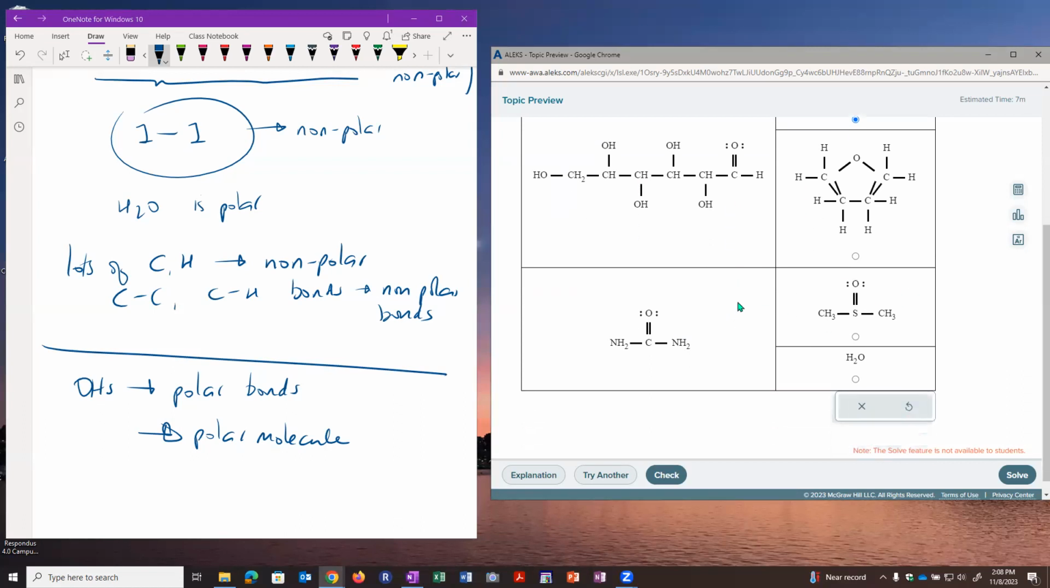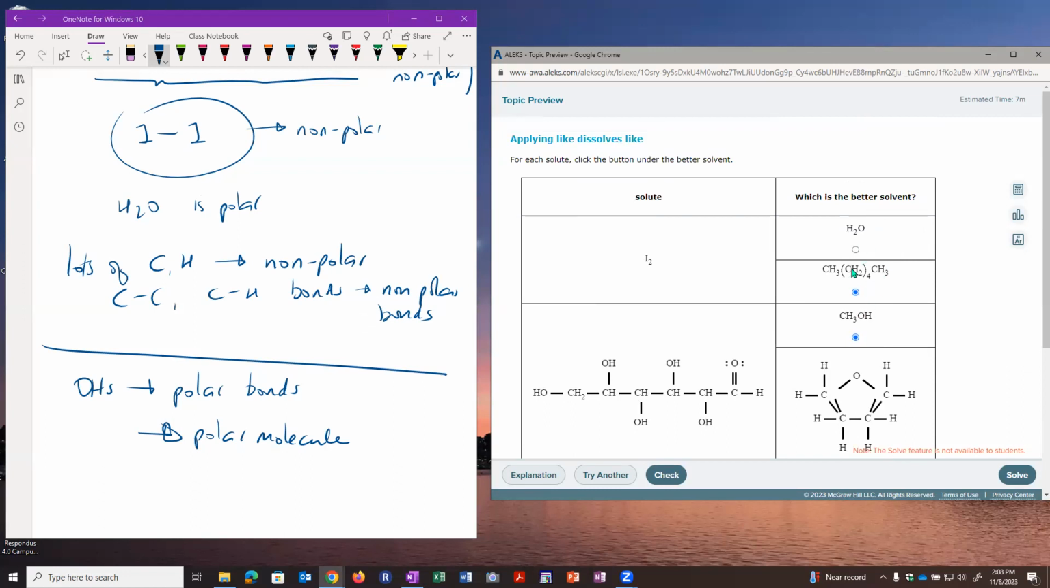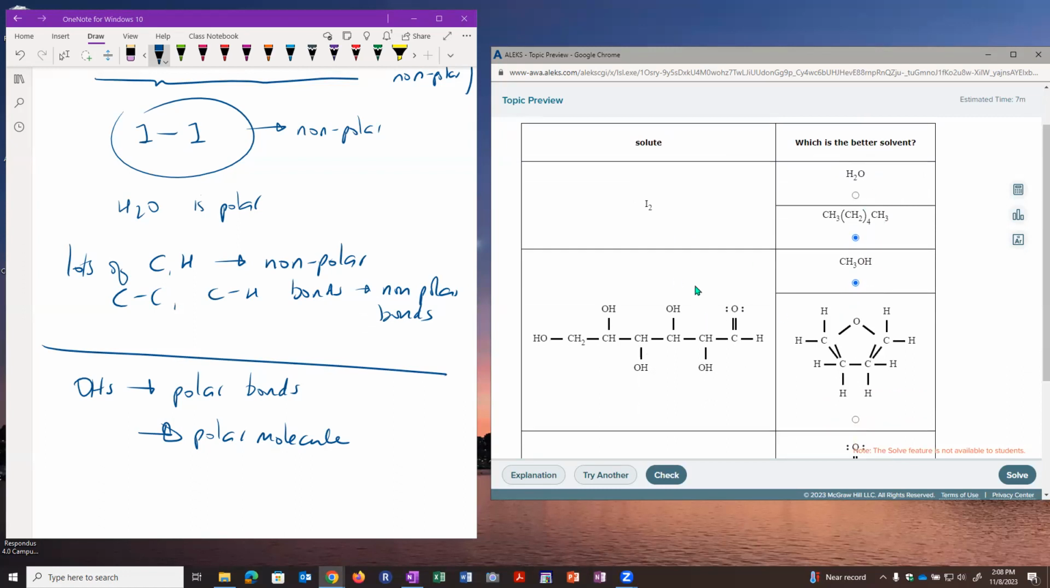And you just continue that process all the way through. You identify the polarity of your solutes, and then the better solvent is going to be the one that has a similar polarity associated with it.